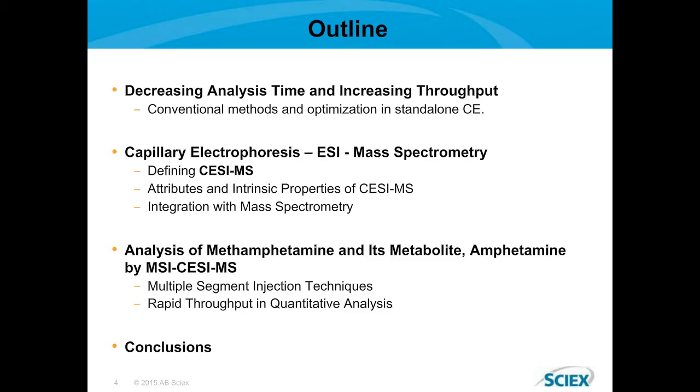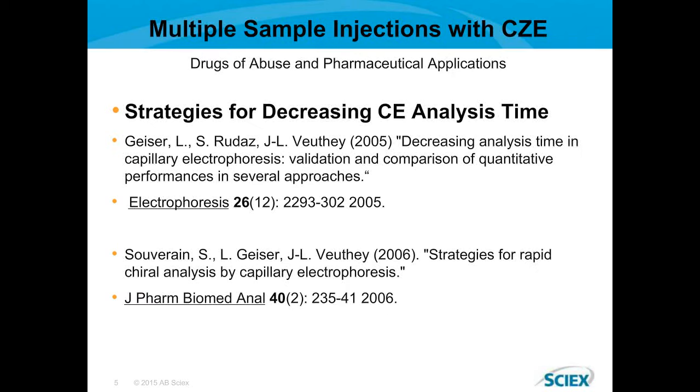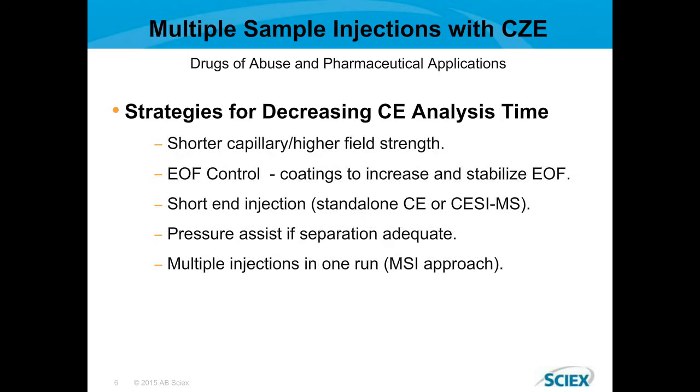So what tools are available for decreasing analysis time? About 10 years ago now, a group over in Switzerland, Jean-Luc Veuthey's group, published a couple of papers that I bring to your attention. Now, these papers were used in standalone CE, that is not connected to mass spectrometry, to look at the various ways that one can use capillary electrophoresis to speed up analysis. And this was an excellent study that I'd like to show you now. There were 5 considerations here.